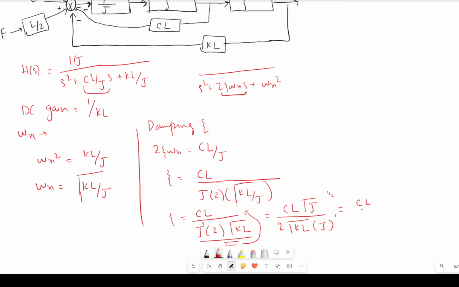So we get CL divided by 2 under the root KLJ. Because we get 1 by 2 downside, it means it will have an under root, so I put it inside. So we get zeta is equal to this. So that's all with this question. I hope you understand this.